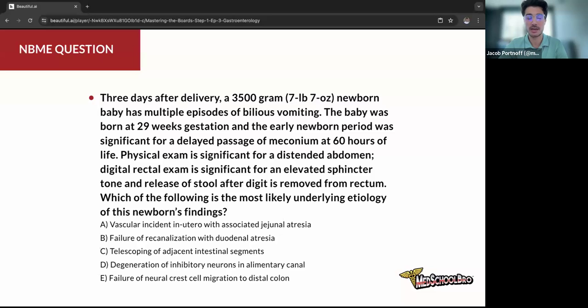So here we have a three day old, 3,500 gram newborn baby who has multiple episodes of bilious vomiting. The baby was born at 29 weeks gestation, so we have a preterm. And the early newborn period was significant for a delayed passage of meconium at 60 hours of life. Physical exam is significant for a distended abdomen. Digital rectal exam is significant for an elevated sphincter tone and release of stool after the digit is removed from the rectum. Which of the following is the most likely underlying etiology of this newborn's findings? So please, everyone, I want to see your answers in the chat box, and then we will be going through this next vignette.